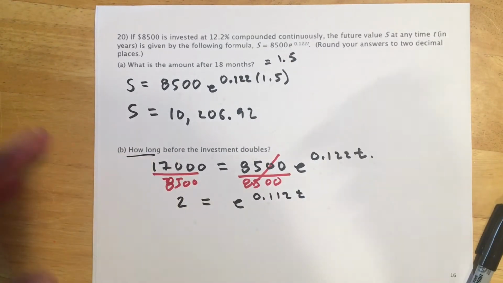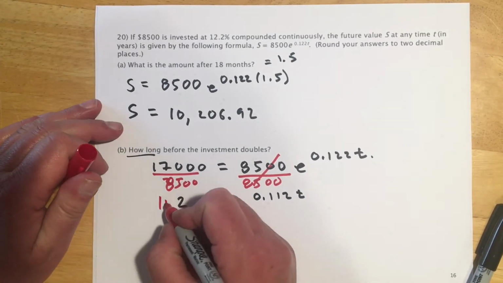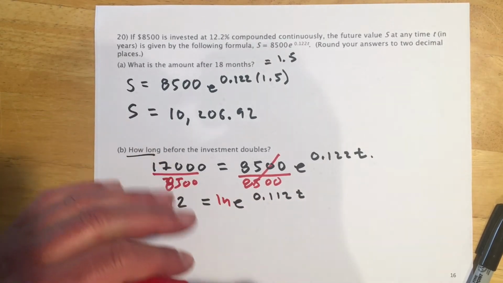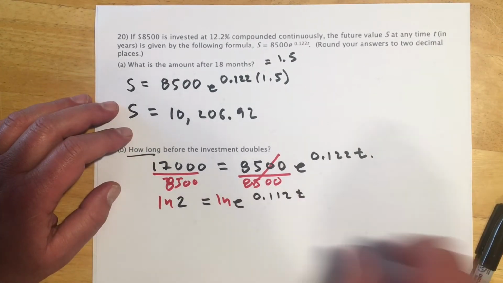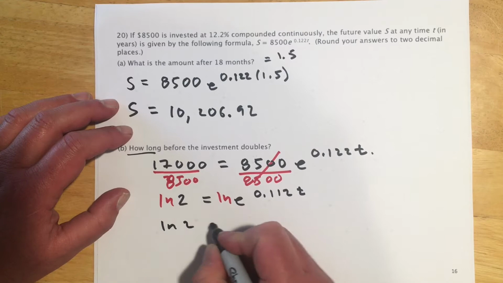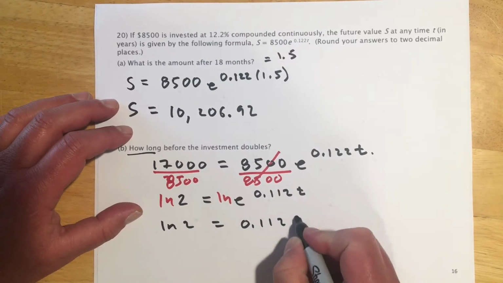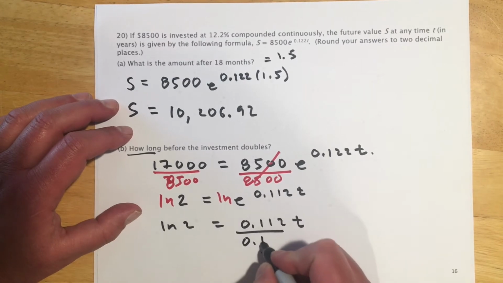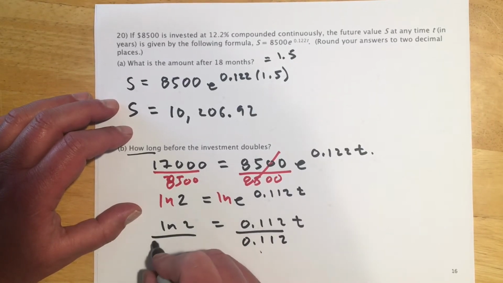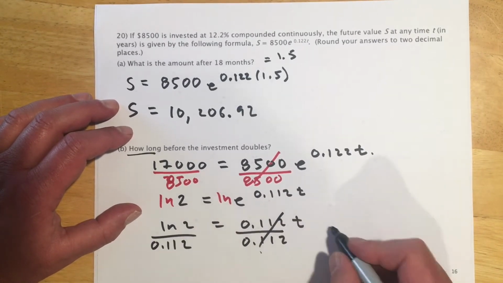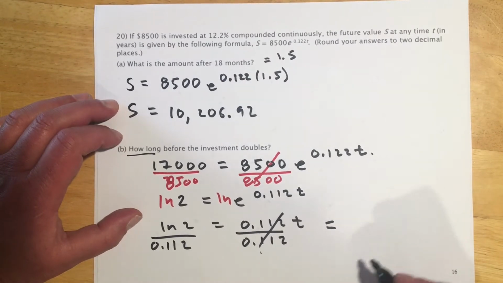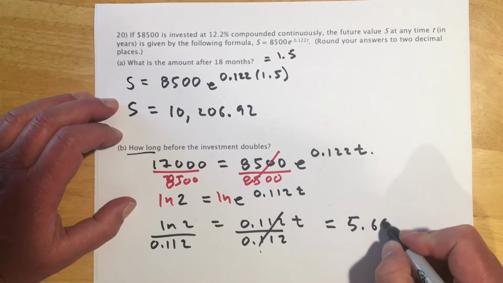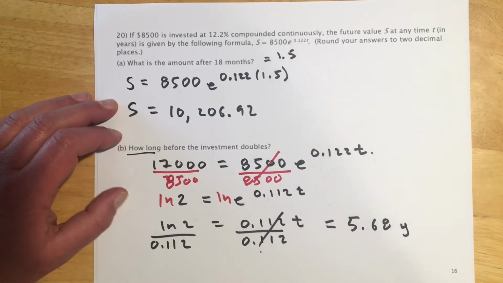And then same old, we natural log both sides. Exponent comes down front, so ln 2 equals 0.112t, and then divide over the 0.112. And when I put that in the calculator, I got 5.68 years.